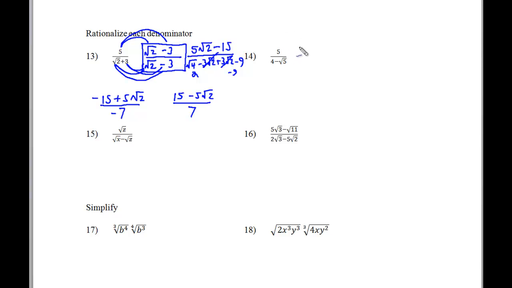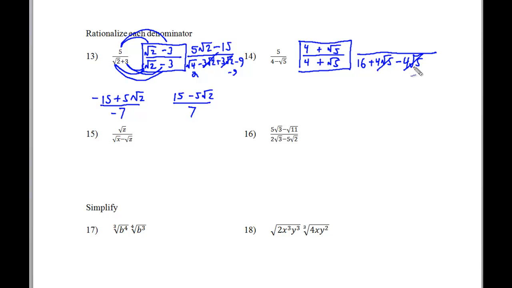Problem 14, we're going to multiply by 1, and in this case, our denominator is going to be 4 plus the square root of 5. 4 plus the square root of 5. So we're going to go 4 times 4, and I'm just going to do the denominator first here. 4 times 4, which is 16. 4 times positive square root of 5, which is 4 square root of 5. And then 4 times the negative square root of 5, so that's negative 4 square roots of 5.